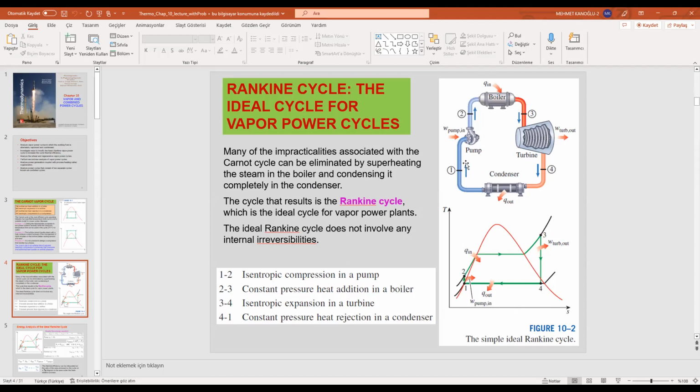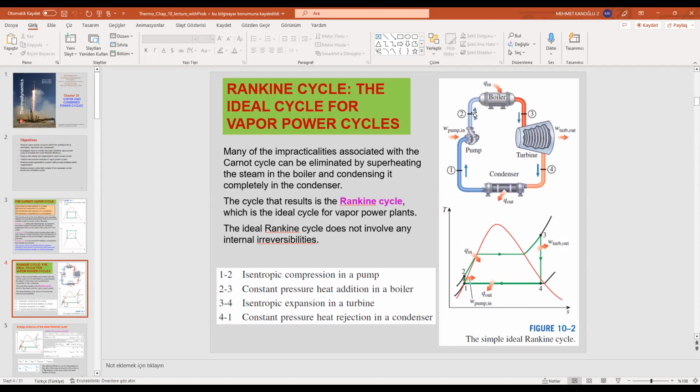Process 1-2 is the pumping of the water. We assume it is an isentropic compression process in the pump. So process 1-2 is isentropic, entropy is constant. And a pump is different from a compressor in that it only handles liquids. So the water is in the liquid state as it flows through the pump. The water enters the pump at low pressure. It leaves the pump at high pressure, which is the boiling pressure.